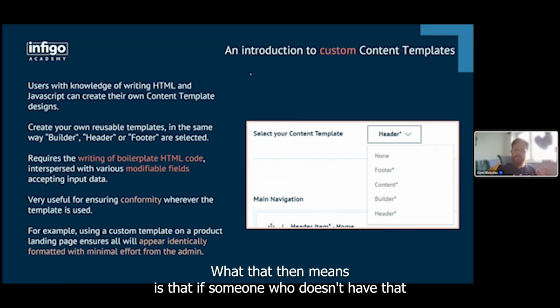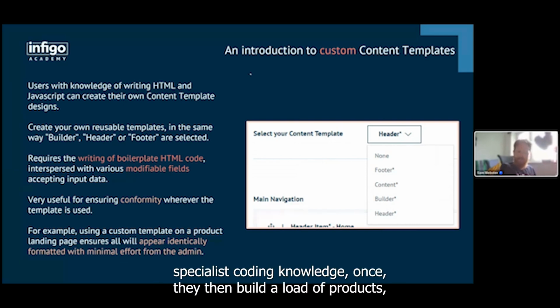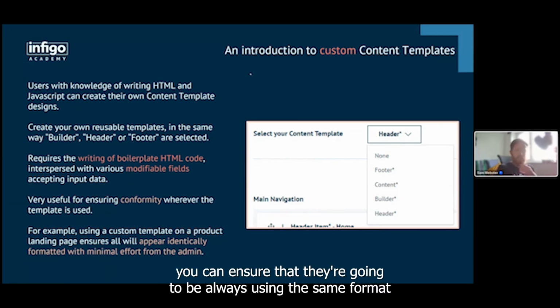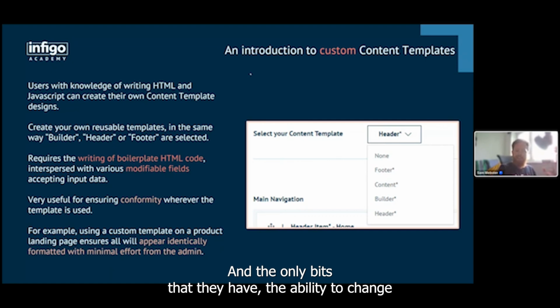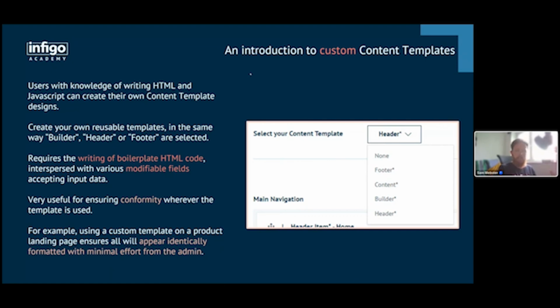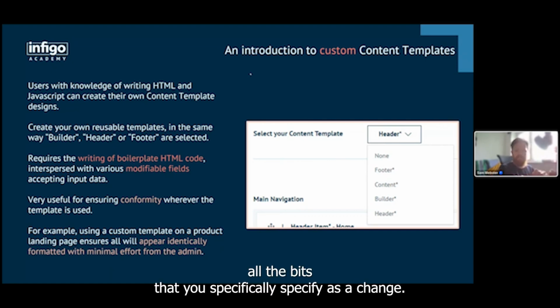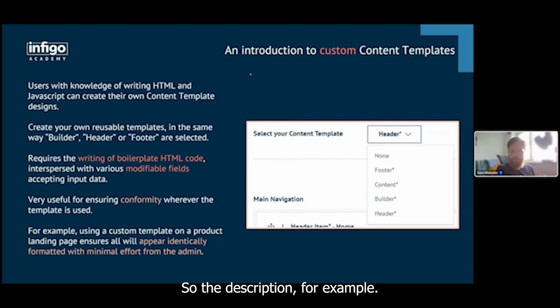What that then means is that if someone who doesn't have that specialist coding knowledge wants to build a load of products, you can ensure that they're always going to be using the same format, because they can select that content template over and over and over again. And the only bits that they have the ability to change are the bits that you specifically specify to change. So the description, for example.